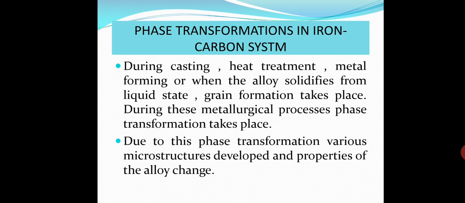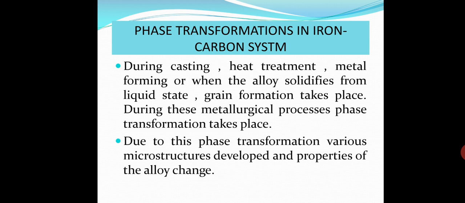So next, as we have discussed, these allotropic forms are due to phase transformation. In that case, we have discussed the phase transformation of pure iron, where only the structure of iron gets changed, and magnetic properties and lattice structure change.